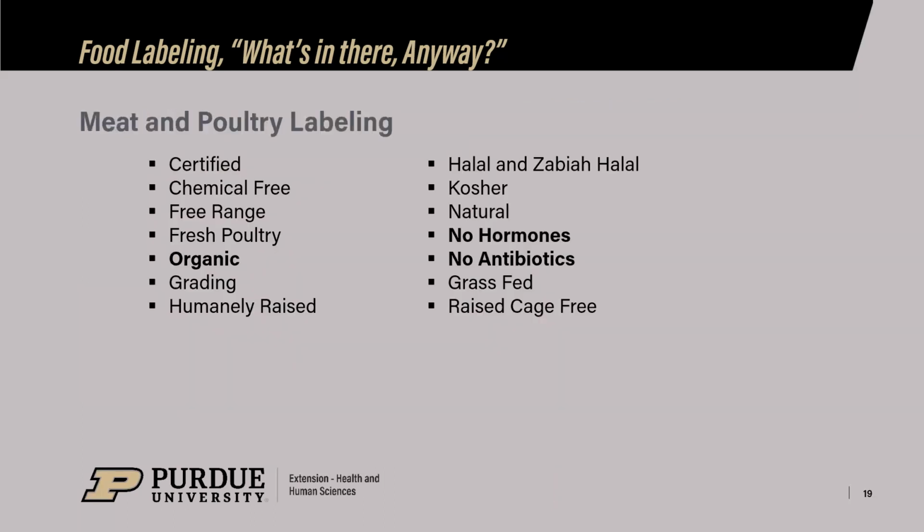When it comes to labeling for meat and poultry, there's a lot of different terms and terminologies that might be confusing or very overwhelming for people. So these are a couple of labels that you may see on meat and poultry labeling. This is not an exhaustive list, but it is more of the common ones that people may see when you are shopping.